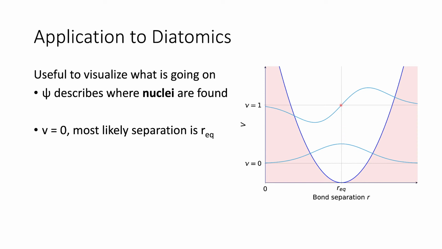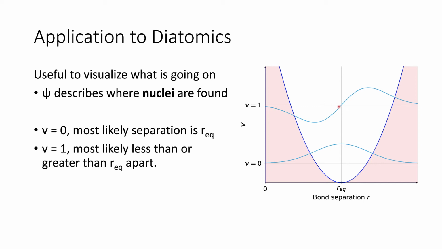However, when we extend the bond, when we stretch the bond and we allow the molecule to vibrate at v equals 1, we are more likely to see our molecule less than or greater than the equilibrium separation. So our bond will be more likely to be stretched or compressed. But more than that, we have a node at the equilibrium length. There is zero probability that we will find that molecule resting at its equilibrium. There is absolutely no probability of the molecule being at its equilibrium length. So this node is a key observable.